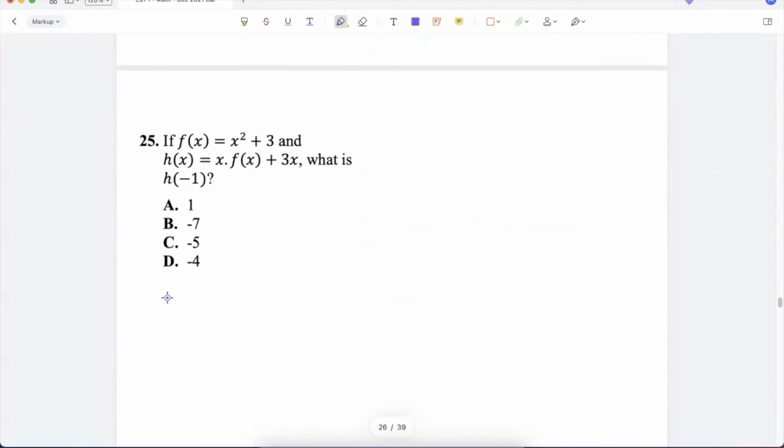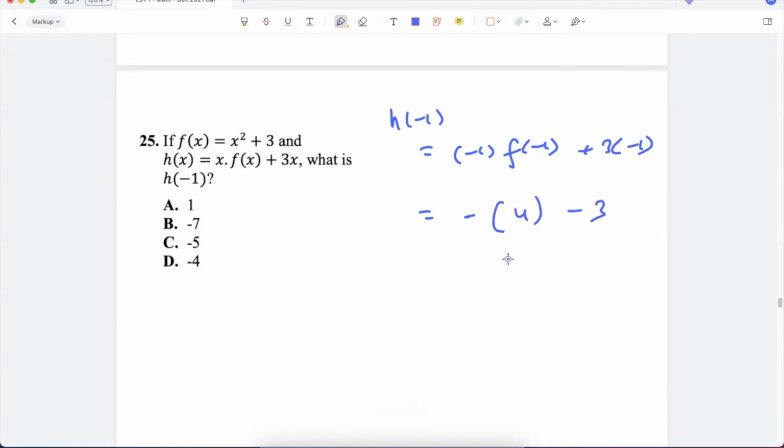If f(x) is x squared plus 3 and h(x) is this, what is h of minus 1? So h of minus 1 will be minus 1 times f of minus 1 plus 3 times minus 1. So minus of f of minus 1 would be 4 minus 3, so minus 7.